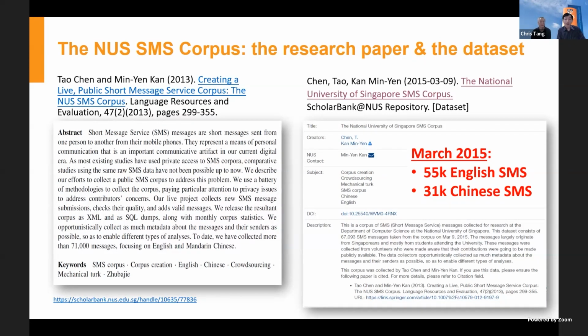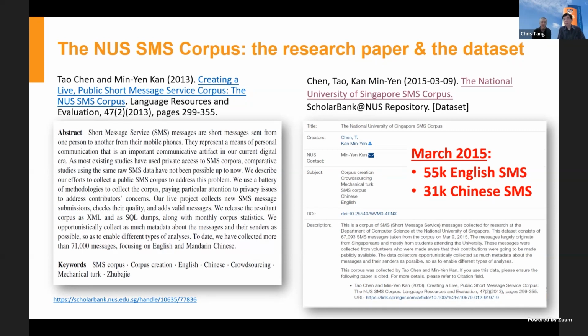So on the left, we have the original 2013 research paper from Min, creating a live public short message service corpus, the NUS SMS corpus, which was published in the Language Resources and Evaluation. This was also deposited into ScholarBank. And on the right, you see the underlying dataset that was generated, the NUS SMS corpus. The dataset contains over 80,000 SMSs, of which 55,000 are English and 31,000 are Chinese. So Min, tell us more about this research project.